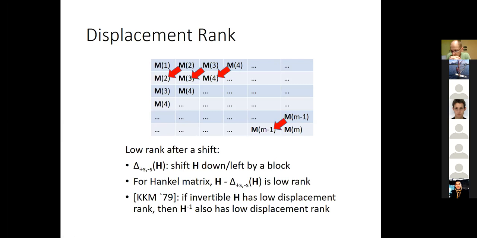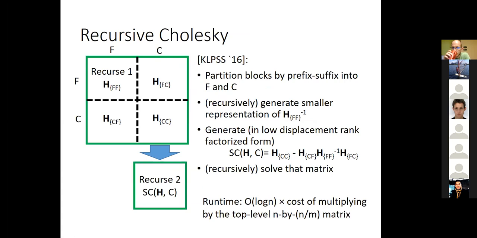But the idea is that once you have this kind of low rank representation, you can apply recursive Cholesky factorization to this problem. So you take the entire block Hankel matrix, take the top left block, which is also block Hankel, and you recurse on that. Then you take the Gaussian elimination result, and you can implicitly generate, through things like projections and so on, a factorization of the Schur complement, this eliminated version. So you do Gaussian elimination, you get to this matrix, it's still low displacement rank. You generate that and you recurse again.